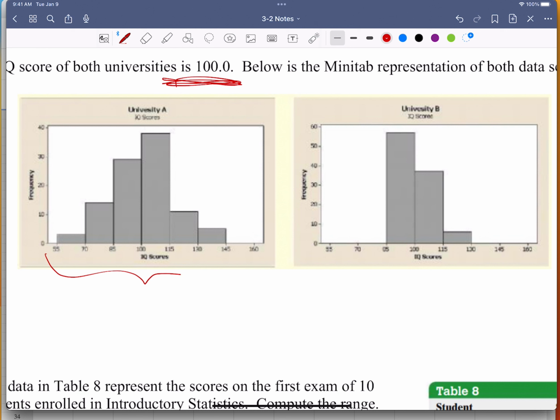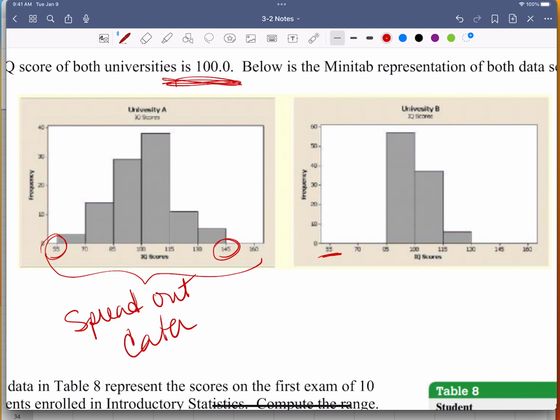Look at what's going on here. My low number is a 55. My high number here is 145. I've got the same because that's what it asks us to do, right? The low is 55, and then that's set up. But look at what's happening. Is there anything down here in this range? No. Is there stuff over here? Yes. Is there anything up here in this range? No. Is there stuff over here? Yes. Which just tells me that this data is more spread out.